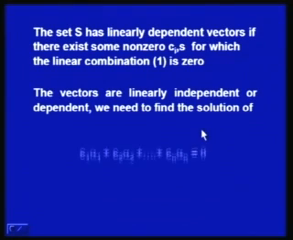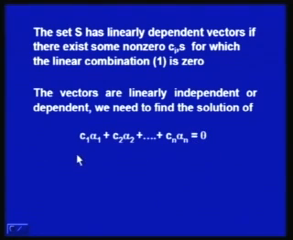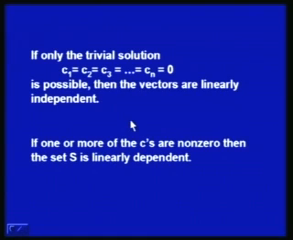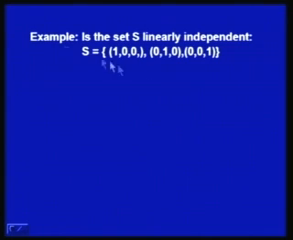To know whether the vectors are linearly independent or dependent, we need to find the solution of the equation C1 alpha 1 plus C2 alpha 2 plus Cn alpha n is equal to 0. If you find the trivial solution in which C1, C2, C3, Cn all are 0, then the vectors are linearly independent. However, if one or more of the C's are non-zero, then the set S is linearly dependent. We can take some examples to illustrate this.